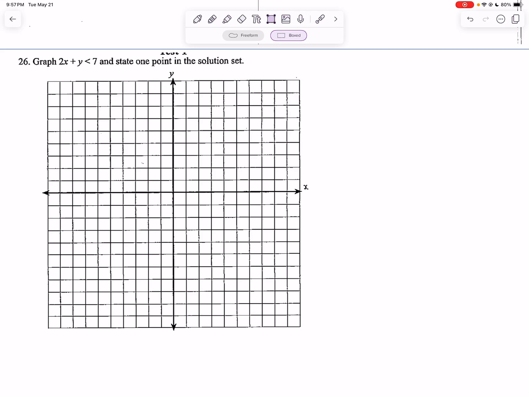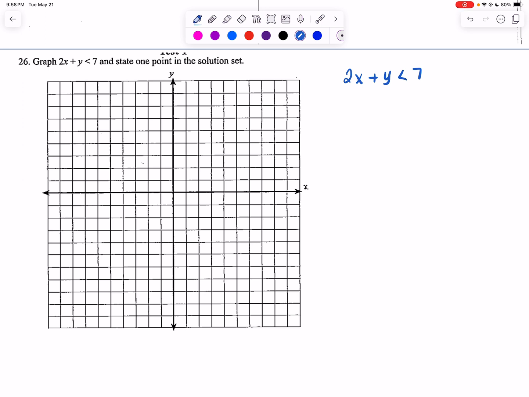Now we're going to look at question number 26, which says graph 2x plus y less than 7 and state one point in the solution set. So you have to pay attention to these types of questions because they require you to really make sure that you're dotting your I's and crossing your T's. So what I'm going to do is rewrite this inequality over here. So I have 2x plus y less than 7.